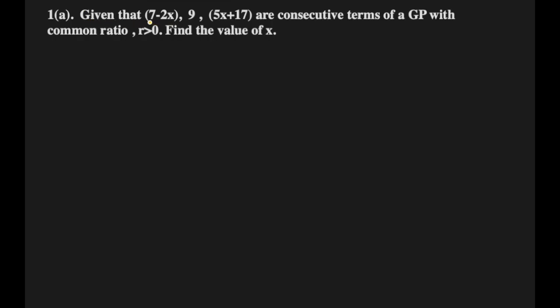Given that 7 minus 2x, 9 and 5x plus 17 are consecutive terms of a GP, geometric progression, with common ratio r that is positive. Find the value of x.